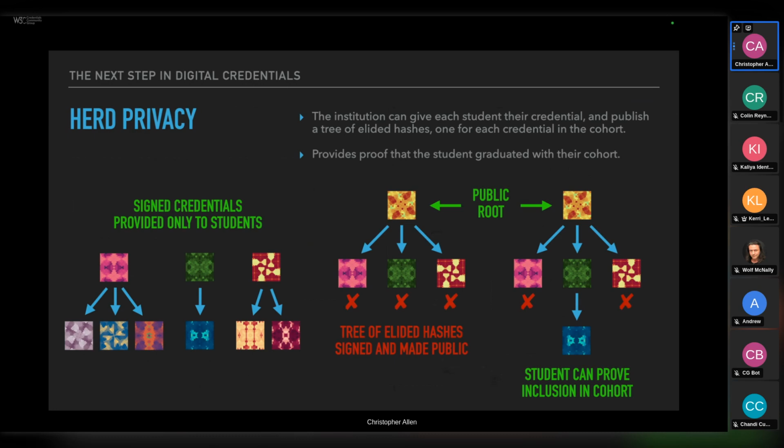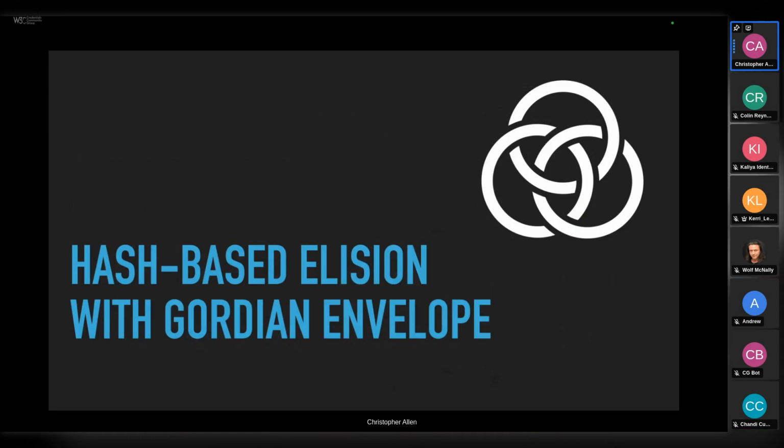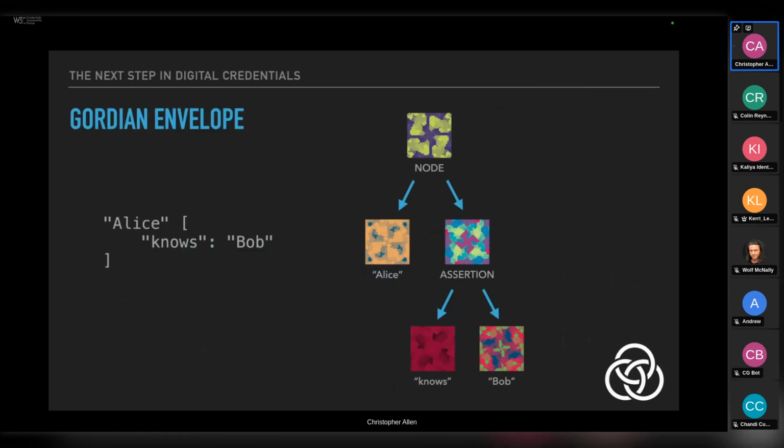So again, the student can prove inclusion in a cohort. Also, another aspect of Gordian Envelope is that we allow for a lot of different kinds of elisions. Gordian Envelope, I'm sure all of you are comfortable and familiar with triples. You know, Alice knows Bob. In this particular case, in the Gordian Envelope, a node is the leaf hash of Alice, its assertions and the nodes, and Bob. So it's kind of, you can see the hat. There are five hashes here.